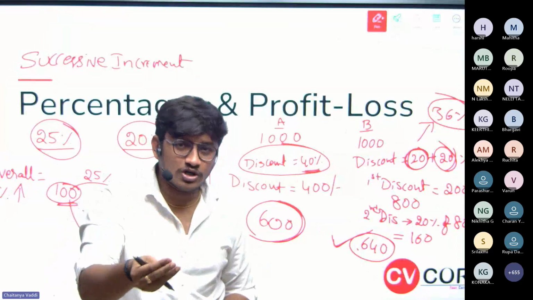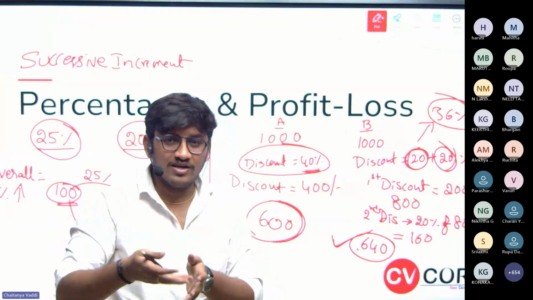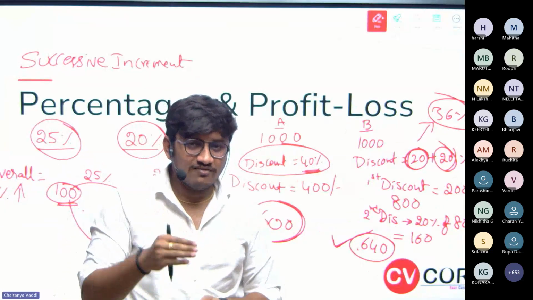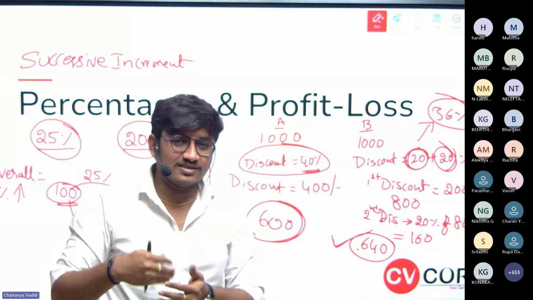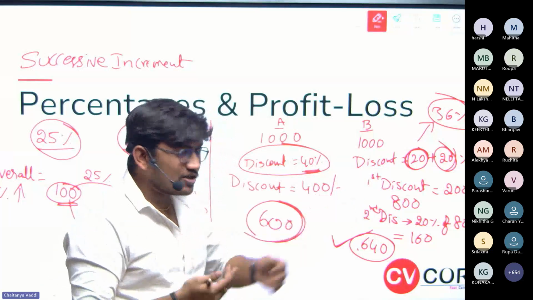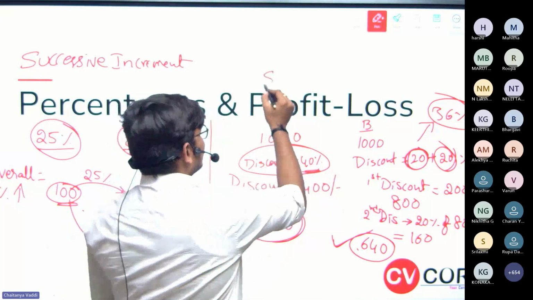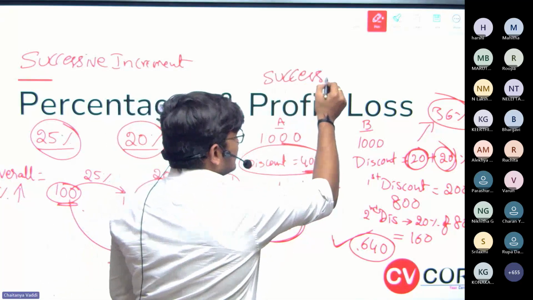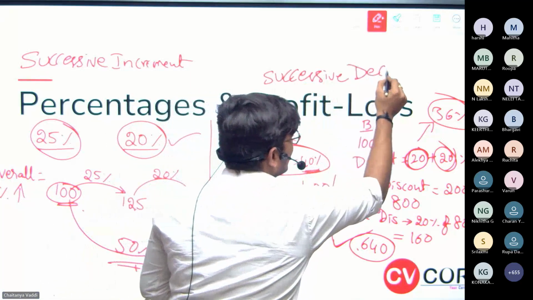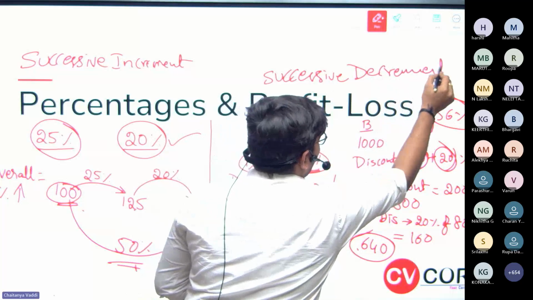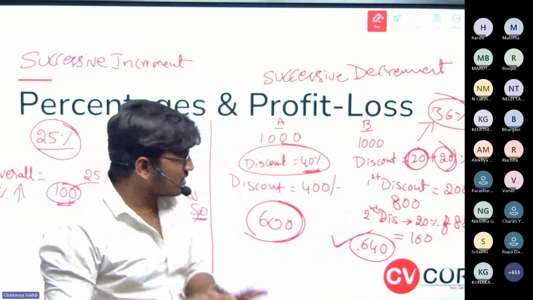So if you go to a shop to buy a shirt, they will give you a 30% discount. Does that mean they will increase the price or decrease the price? Obviously, a discount is all about decreasing the value, correct? So this we call successive decrement. Just observe the logic.